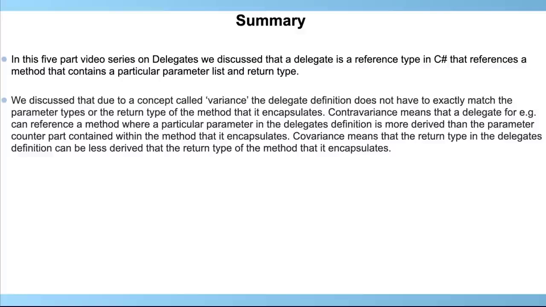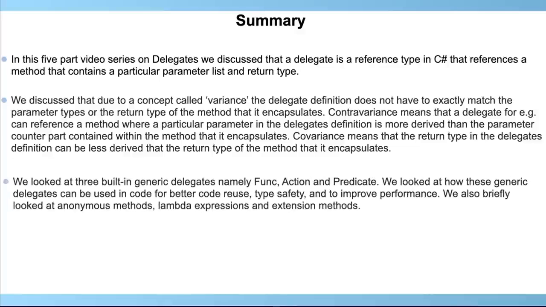Covariance means that the return type in the delegate's definition can be less derived than the return type of the method that it encapsulates. We looked at 3 built-in generic delegates, namely func, action, and predicate. We looked at how these generic delegates can be used in code for better code reuse, type safety, and to improve performance. We also briefly looked at anonymous methods, lambda expressions, and extension methods.